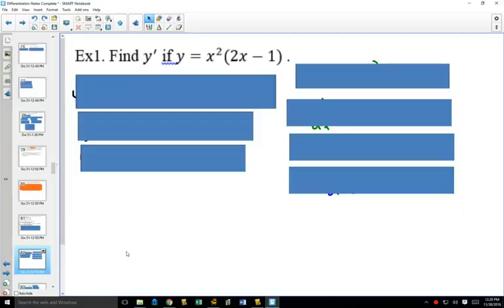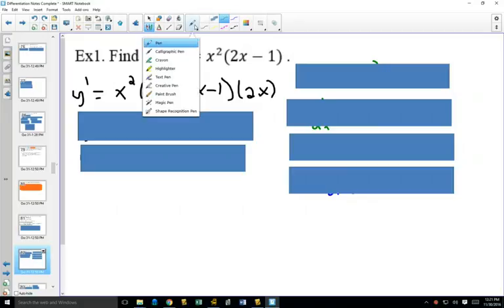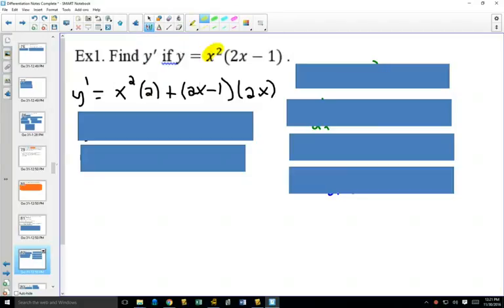So what does this look like with an example? Well, for this, x squared times 2x minus 1, when we're finding the derivative, and you can do it directly just like this, the derivative is going to be, notice I'm going to do some highlighting here just so that you can see some things. Here is my first function multiplied by my second function.